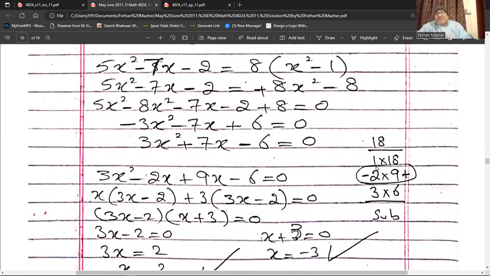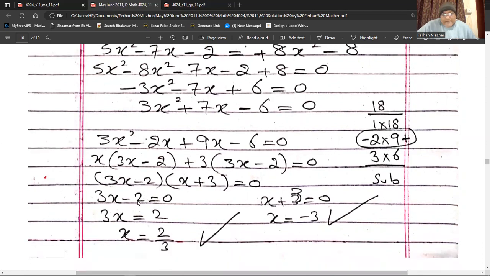So write the factors of 18. They are 1 into 18, 2 into 9, 3 into 6. The third term has a negative sign, so I write here subtract. So I'm looking for that pair which by subtraction will give me 7. So that's minus 2 and positive 9. So that will give you plus 7. Now, 3x squared minus 2x plus 9x minus 6 equals 0.